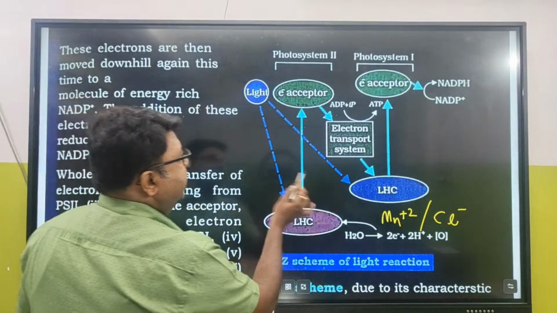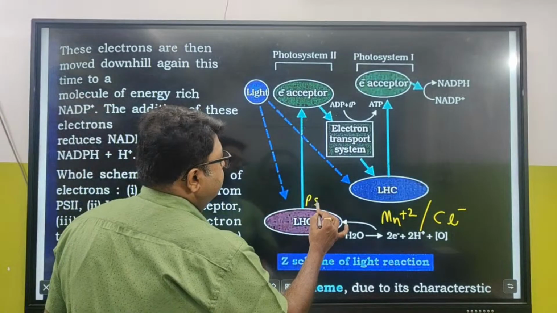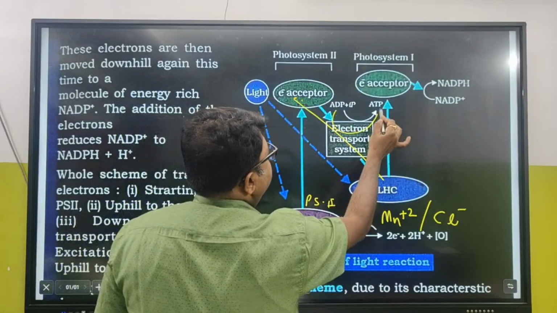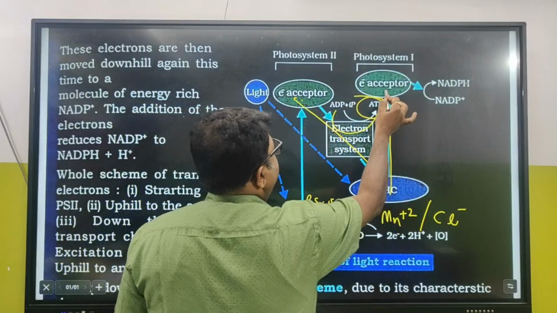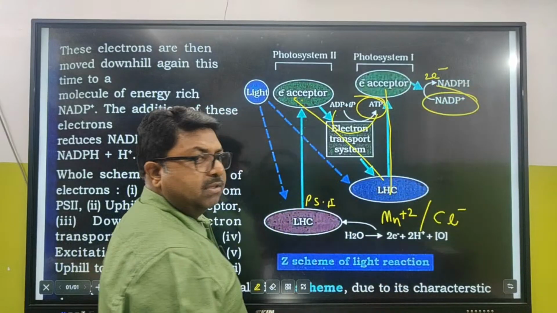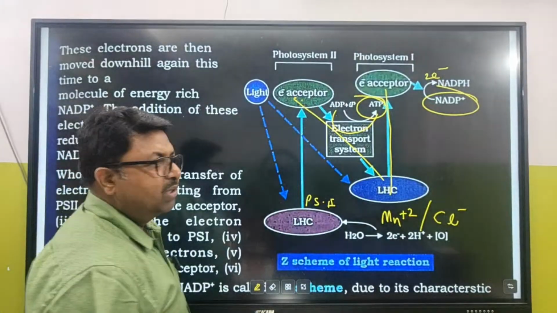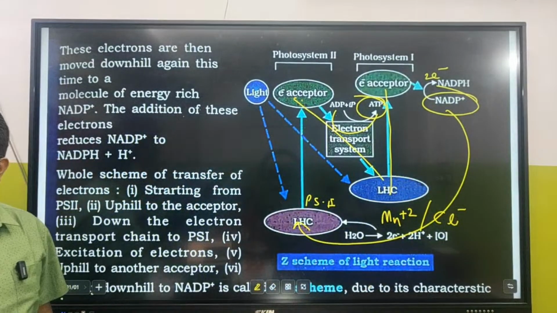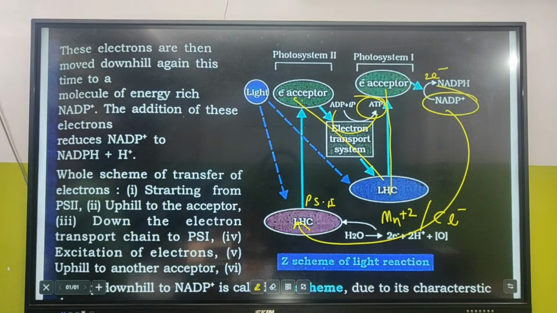Okay, now this is PS2. See, the electron goes and then it comes back, and during this process it forms what? ATP. Again it comes back over here. The final state electron makes what? NADPH2. This is non-cyclic, because this electron never comes back to PS2. Clear?